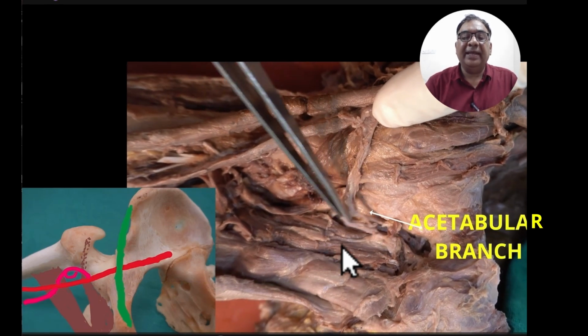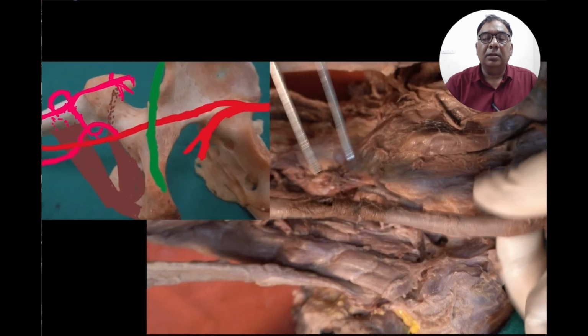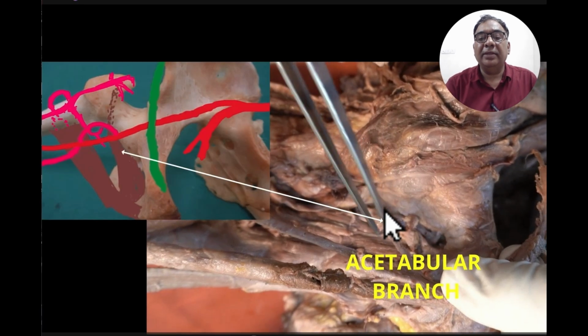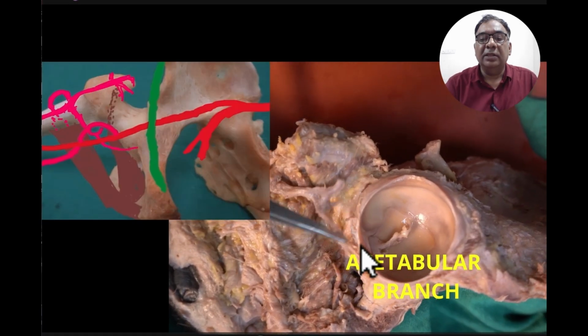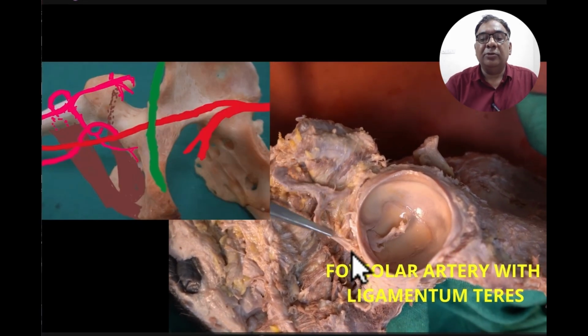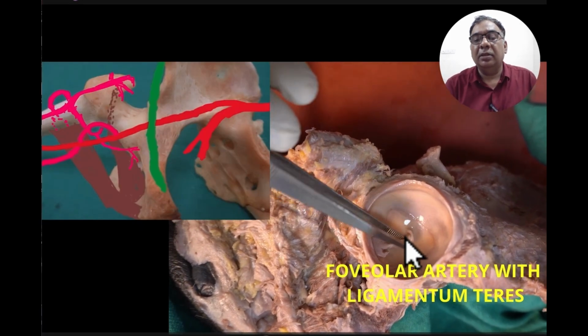Before passing between adductor brevis muscle and obturator externus muscle, here it gives branch to acetabulum. That branch is called acetabular branch. Here you can see this is acetabular branch and it reaches to acetabulum. Here you can see this is acetabular notch. It passes to acetabular notch and enters in acetabulum.